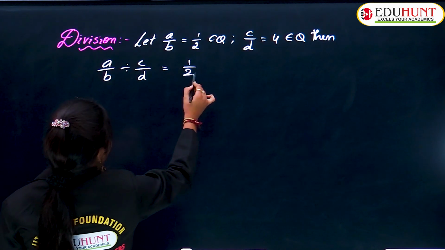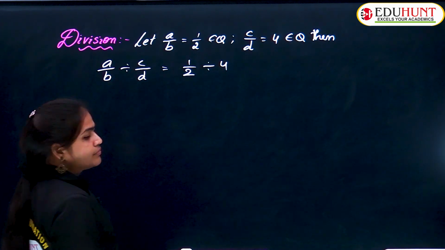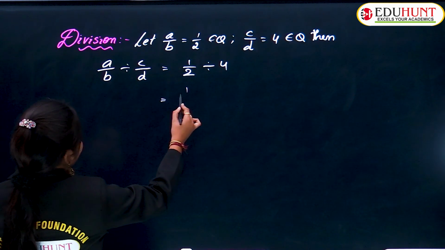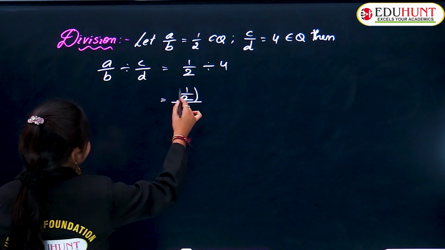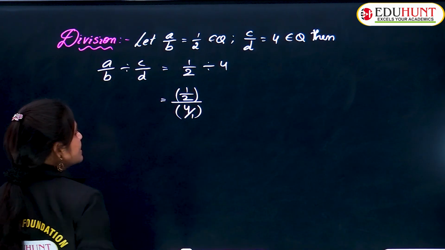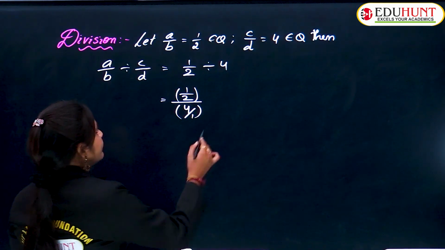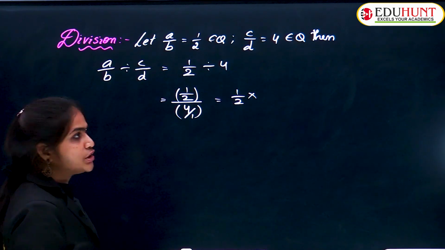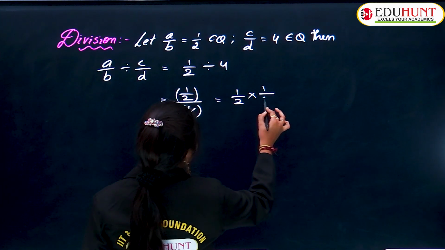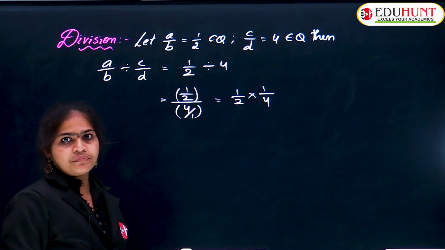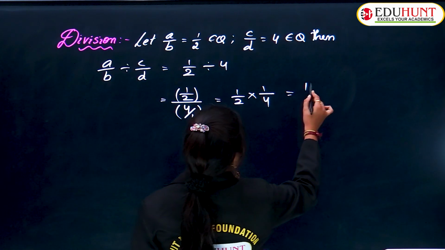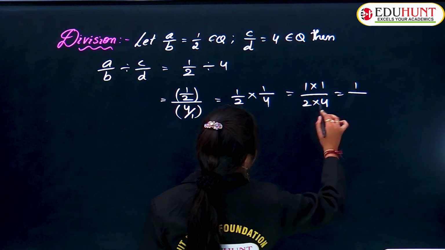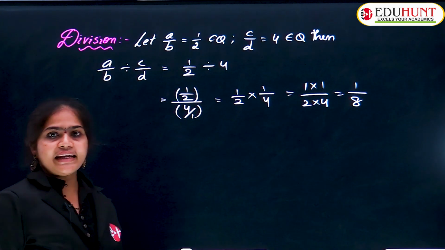A by B is equal to 1 by 2 divided by 4. C by D means 4 only, no? That's why now here it equals 1 by 2 whole by 4. Whole by 4 means we can write it as 4 by 1 also, no? Then here 1 by 2 into, the denominator fraction becomes its reciprocal, 1 by 4, and division becomes multiplication. Understood? Now just take the product of numerators and the product of denominators here. 1 into 1 is equal to 1, 2 4s 8. Here we got 1 by 8.